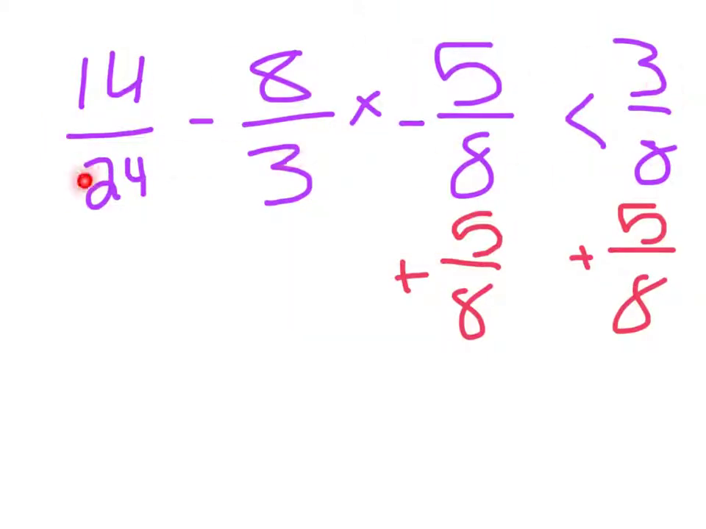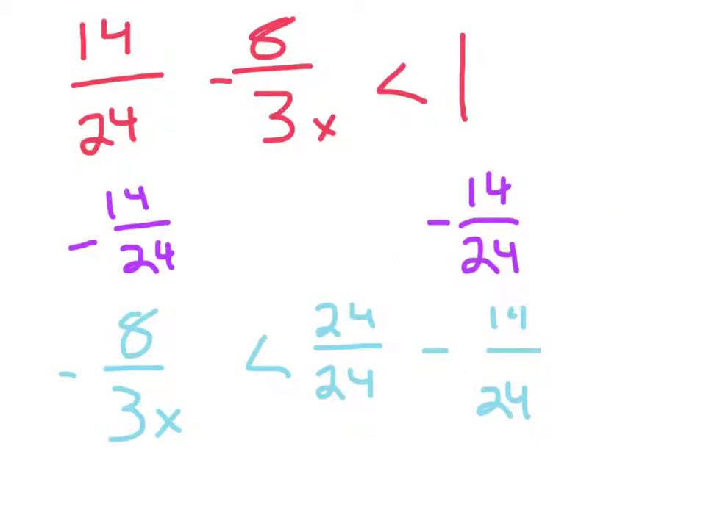So you have the problem here, like you had on the last slide. And then to help get x by itself, you have to add 5/8 to both sides. For the next step, you would want to subtract 14/24 from the left side of the equation to make x that much more by itself. And then you would get what is down here.